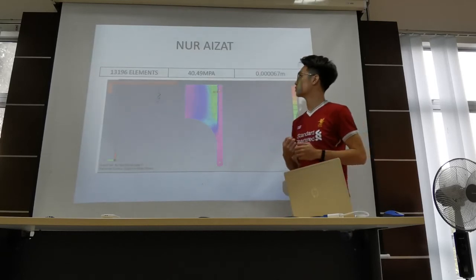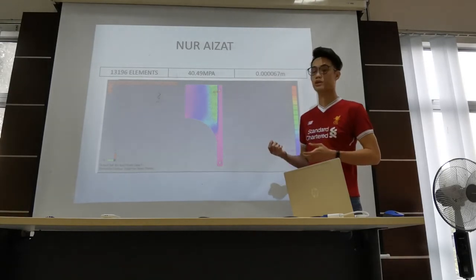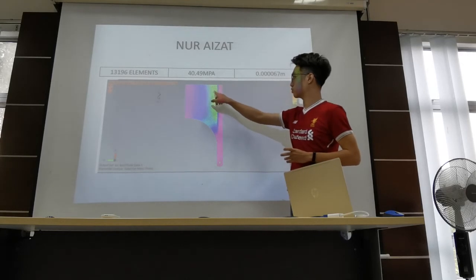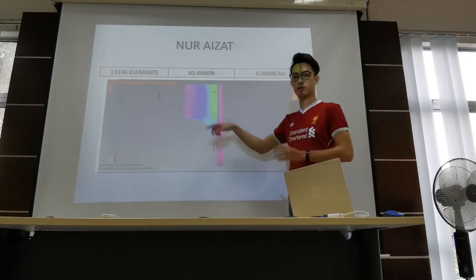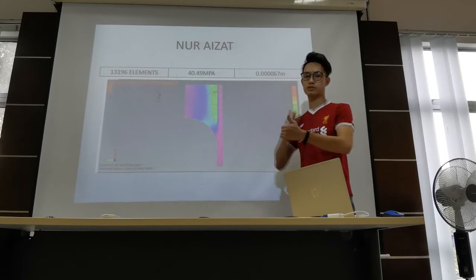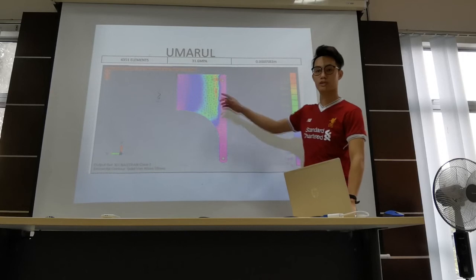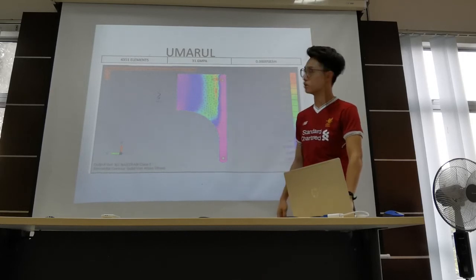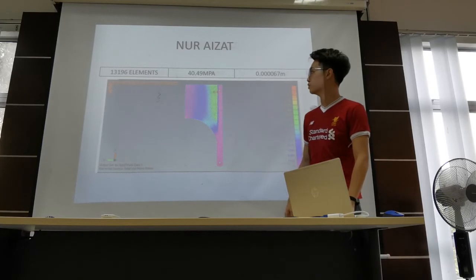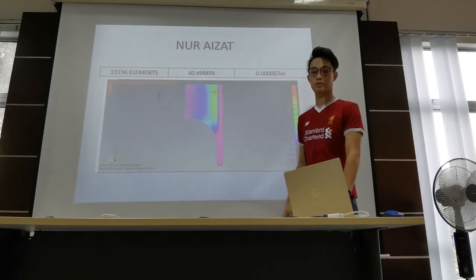Next, this is Aizat's element. As you can see, there are 30,000 elements with the most critical stress at 40.49 megapascal. So it's a very large increase from the fewer elements previously, where you can see it's 4,351 elements. Now we could see it's 13,196 elements with the critical stress now becoming 40.49 megapascal.